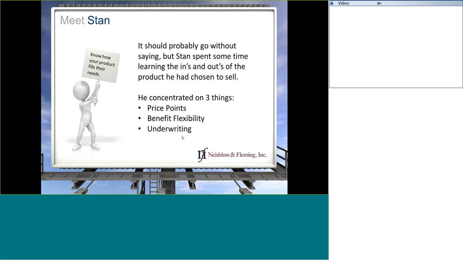Lastly, Stan needed to know how his product that he was planning on using filled the need. You know, it goes without saying that you have to understand your product. You know, that's very important as an insurance agent. You have to understand both the ins and the outs of whichever product you were planning on leading with. And the three things that Stan focused on, and you know, there are many areas to any insurance product, but the three key things that he focused on were price point, benefit flexibility, and lastly, underwriting, knowing that if you couldn't get a consumer into the product, it really wasn't worth anything at all.